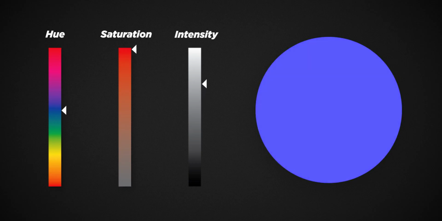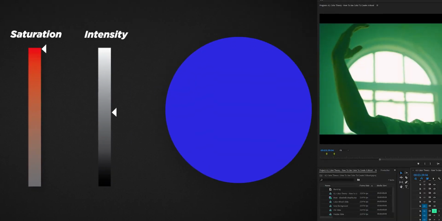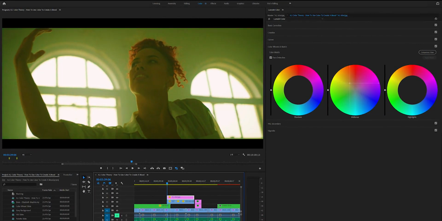Now, each of these three values are independent of each other, so when you increase the intensity of a color, you're not actually changing the saturation or the hue, and vice versa. So if you look at the color wheels in your color grading software, when you select a color and you're changing or modifying that color, as you move around the color wheel, you'll be changing the hue of the color.